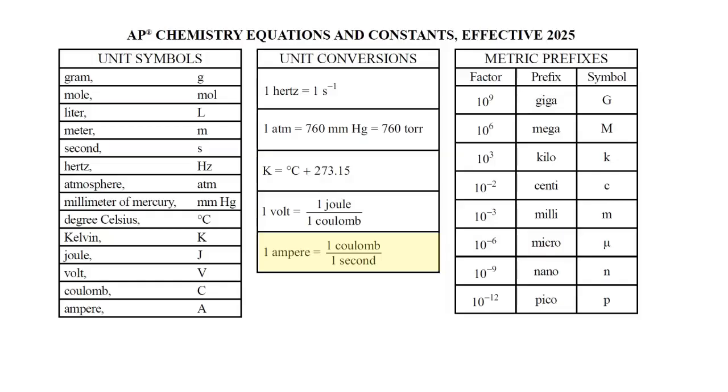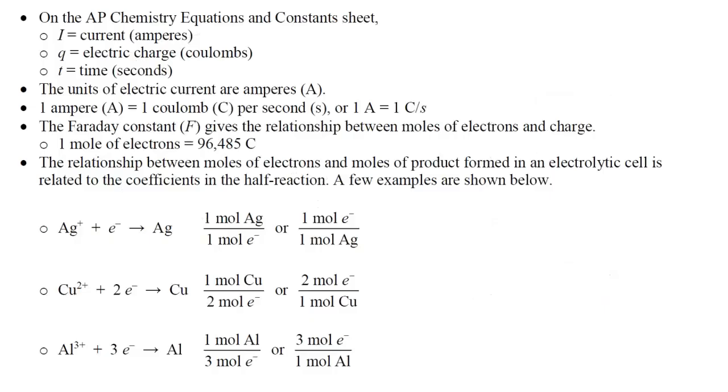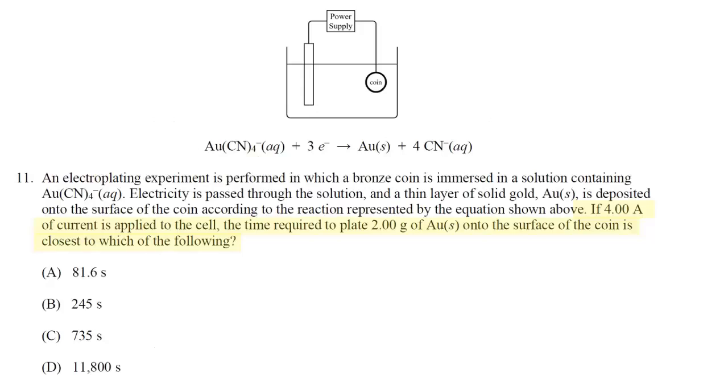On the equation sheet, under the unit conversion section, I can see that 1 amp is equal to 1 coulomb divided by 1 second. And on this slide, which was something I had presented when I was teaching about topic 9.11 in an earlier video, the relationship between moles of electrons and moles of product formed in an electrolytic cell is related to the coefficients in the reaction. So if I look at the number of moles of electrons in the equation that we are given, and I can also see the number of moles of solid gold, there is a 3-to-1 relationship between moles of electrons and moles of gold.